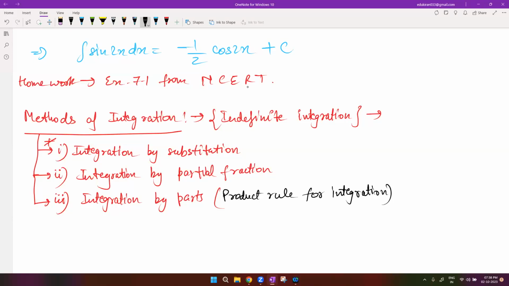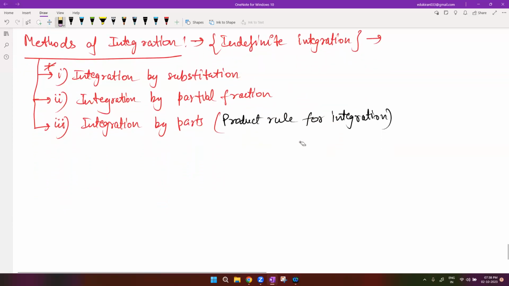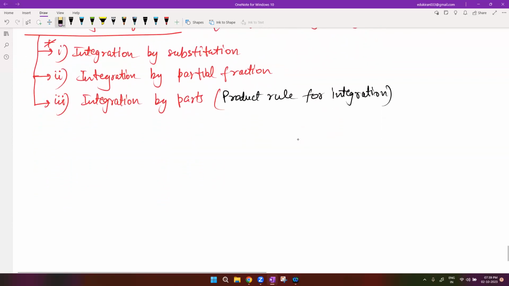And today we will start with integration by substitution. I don't know how much we will be able to cover, but this will go on for quite some time, because integration by substitution is the basic part of integration. If you're not able to catch integration by substitution, there will be a problem in integration. The first part is integration by substitution.